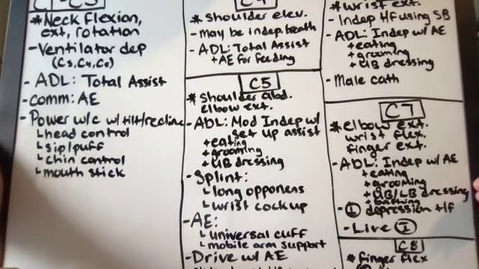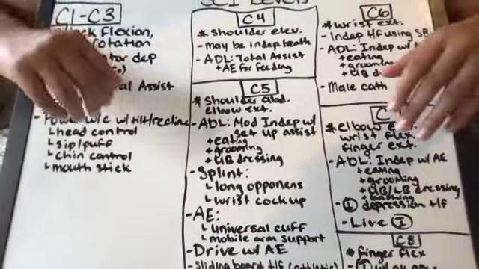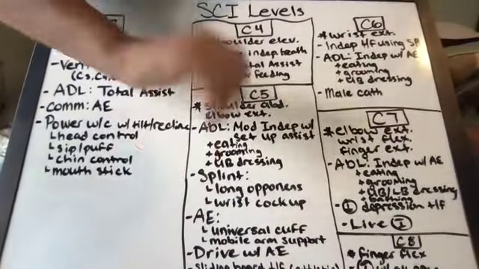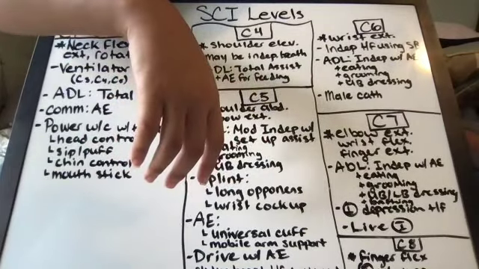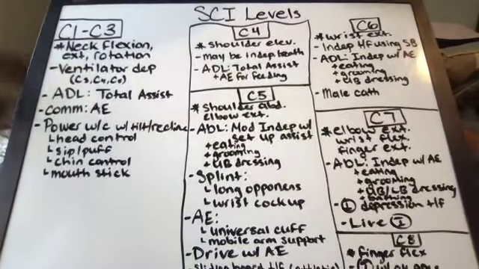And the wrist cock up, which is just providing wrist support. Because remember, at this point of C5, they don't have flexion or extension of the wrist. So instead of just having that drop, it'll put it in neutral and support it.